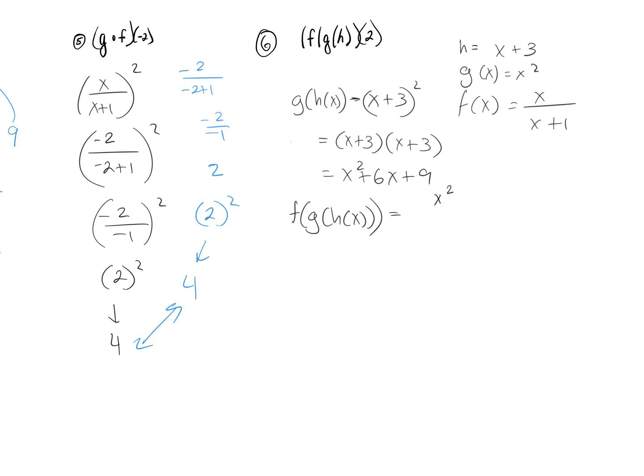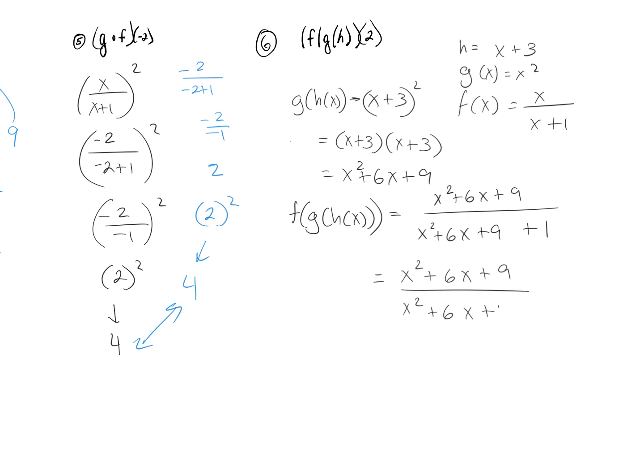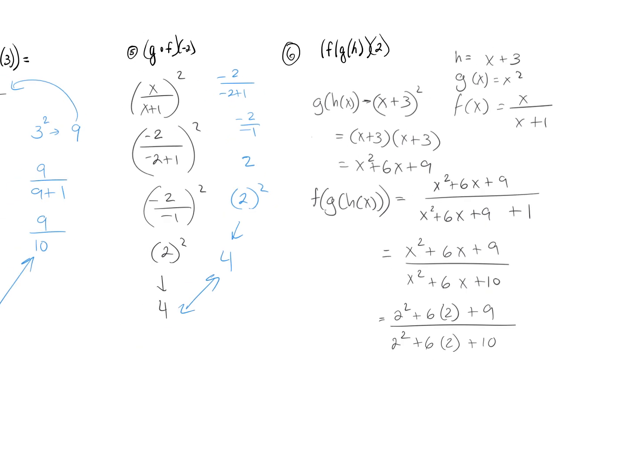So it's going to be x squared plus 6x plus 9 over x squared plus 6x plus 9 plus 1. That's going to give us x squared plus 6x plus 9 over x squared plus 6x plus 10. And then you can plug in that 2. So you would get 2 squared plus 6 times 2 plus 9 over 2 squared plus 6 times 2 plus 10.